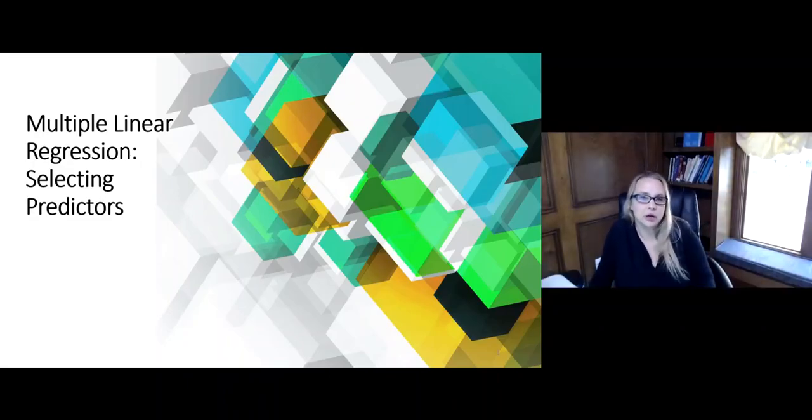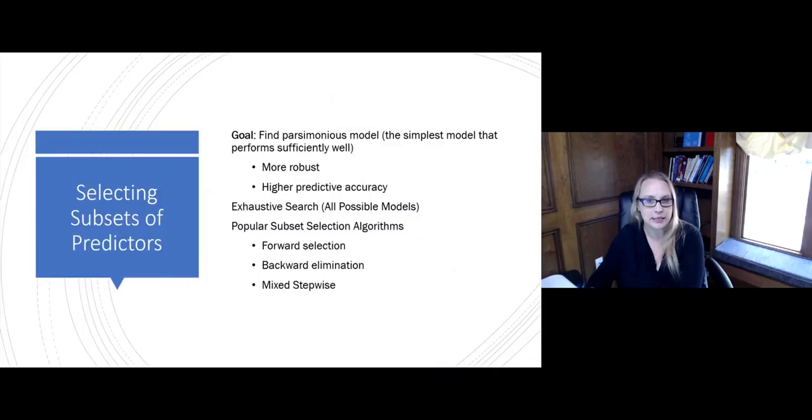So once you've started to evaluate your model, you've looked at if it's significant and if your R-squared is appropriate, then you start looking at your predictor variables that are included in your model to make sure that you have selected the best possible model. So remember, when you're developing a model, your goal is to prepare the simplest model that performs well enough.